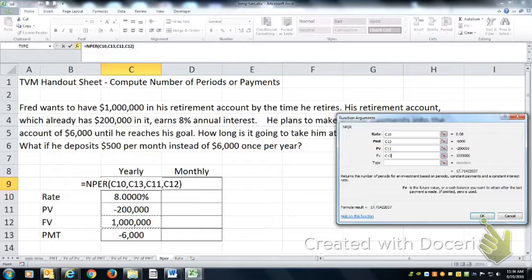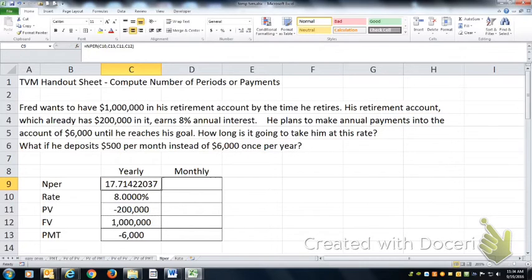At least one of these three has to be of a different sign than the other two. So in this case, FV would have to be set in there as a positive number because both the PV and the payment are going to be negatives. Alternatively, I could have made PV a positive and payment a positive and FV a negative. Whatever, at least one of these has to be of a different sign than the other two. Alright, and what that tells me is it'll take him about 17.7 years to amass the $1 million.